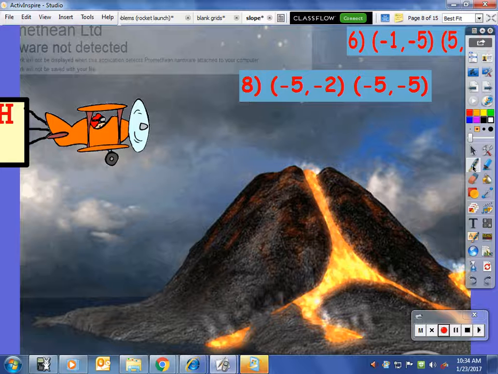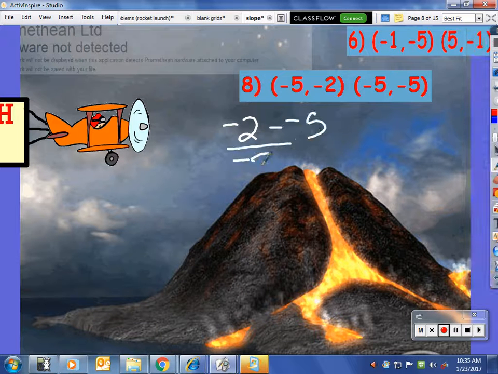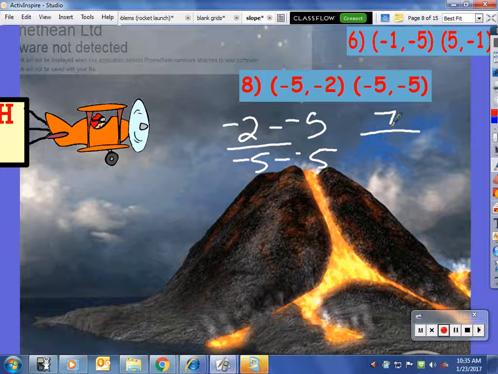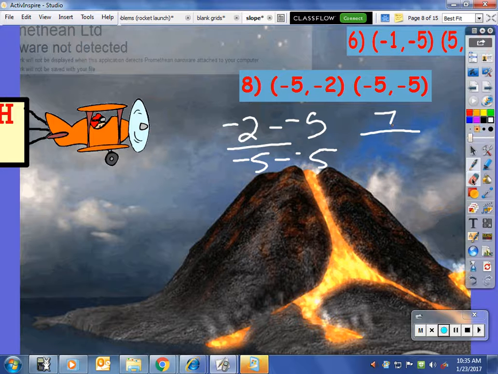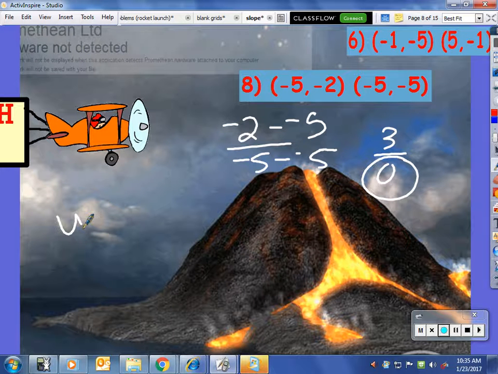This one would be undefined. It's y minus y over... Wait, is this one undefined? Negative 2 minus negative 5 over negative 5 minus negative 5. It's either going to be negative 7 or positive 7 depending on... No, I'm sorry, not 7. Well, the top really doesn't matter. This would be 3 over 0. So, the word you would tell me here would be undefined.